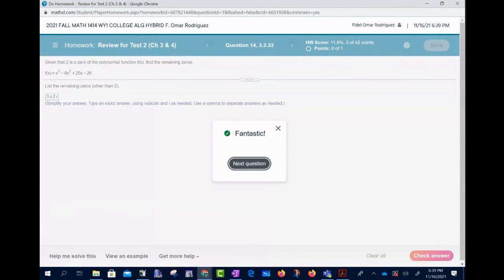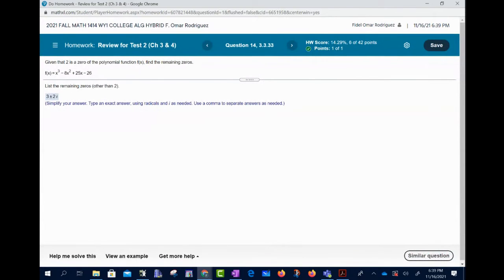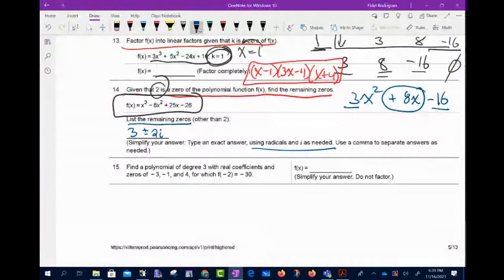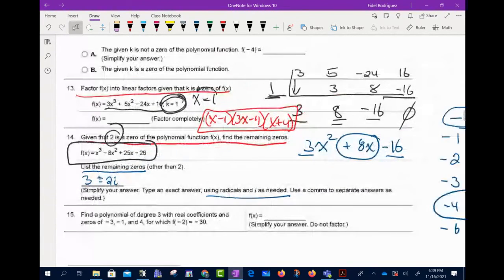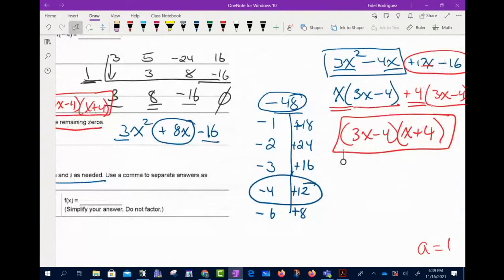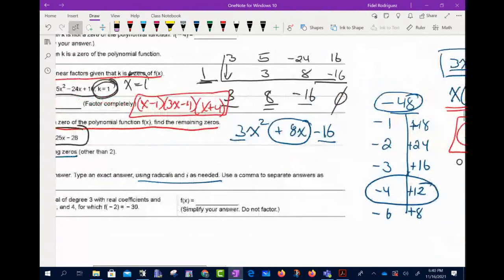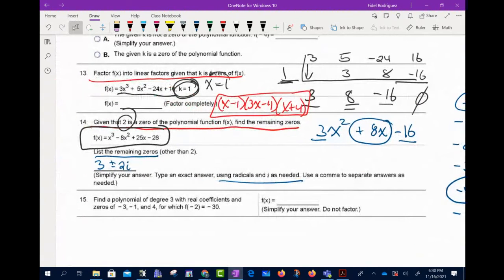Okay. So the one thing I really wanted to mention, and let me come back to my notes, is what was different from 13 and 14. In 13, they wanted me to list every single factor. So we did. We put x minus 1 because that was the first zero they told us, k equals 1, so x equals 1. So we wrote the factor x minus 1, and then we factored the rest of the problem right over here, this 3x minus 4 and x plus 4, right? And so we wrote it out there.